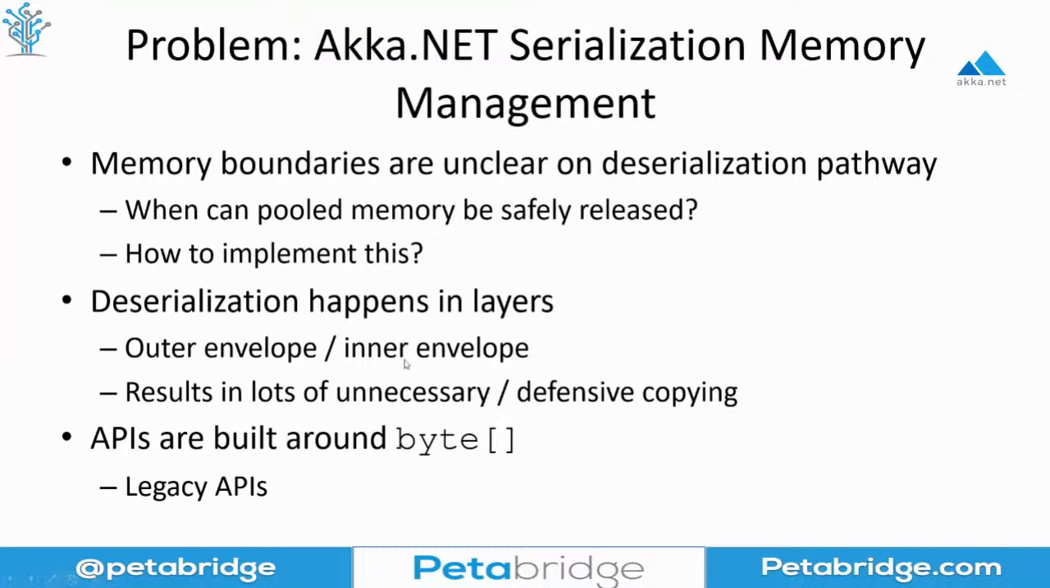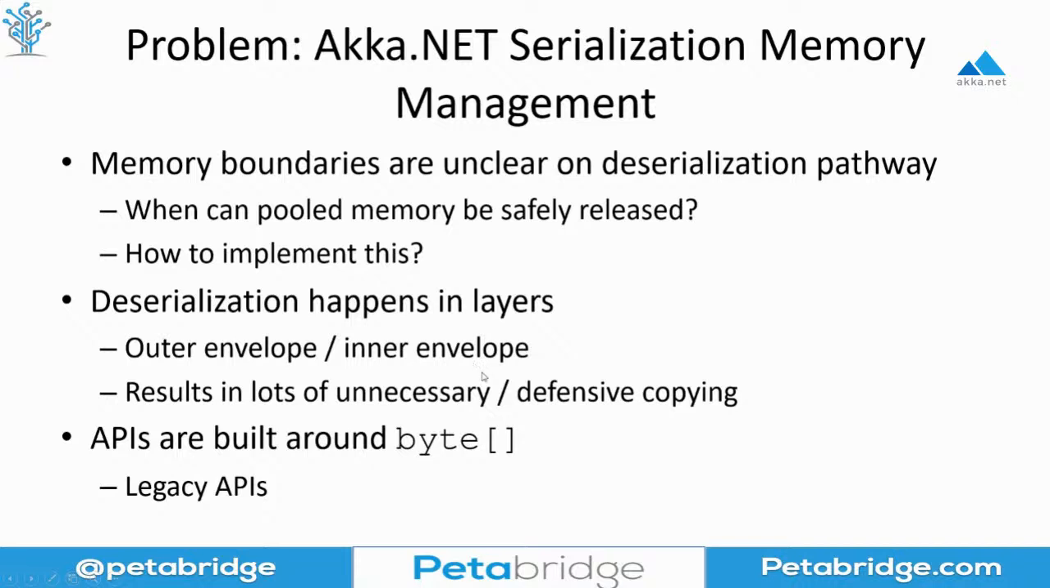Next is that deserialization happens in layers. We have an outer Google protocol buffer layer, and then we have an inner envelope that represents your types. In some systems, there might be as many as 2 or 3 additional inner envelopes that all get globbed together here. For instance, if you're using the new Akka.Delivery stuff, that's one envelope. If you're using Phobos on top of that, that's another envelope. And if you're using D-Data on top of that, that's another envelope. So this can result in a lot of unnecessary and somewhat defensive copying.